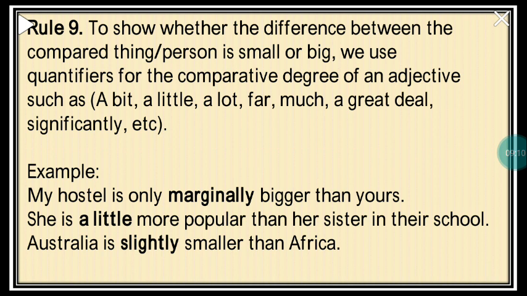Then we come to the next rule, that is rule number 9. To show whether the difference between the compared things is small or big, we use quantifiers for the comparative degree of an adjective, such as a bit, a little, a lot, much, a great deal of, significantly. So here we have to use these quantifiers. My hostel is only marginally bigger than yours. That means slightly bigger than yours. And she is a little more popular than her sister.